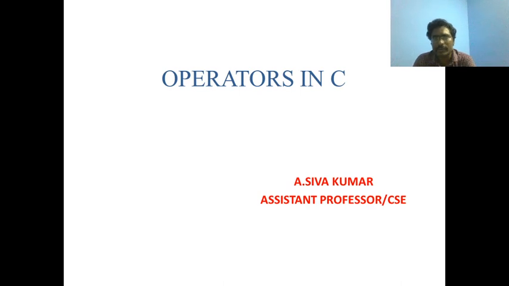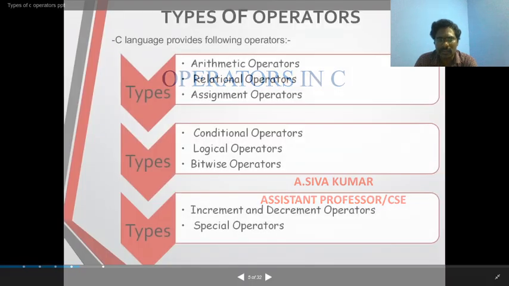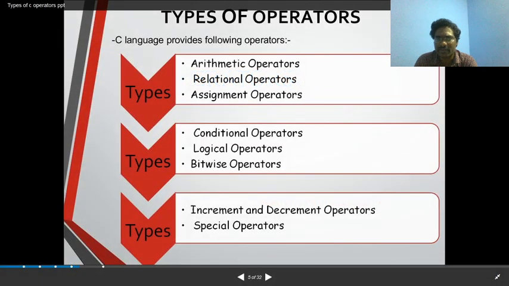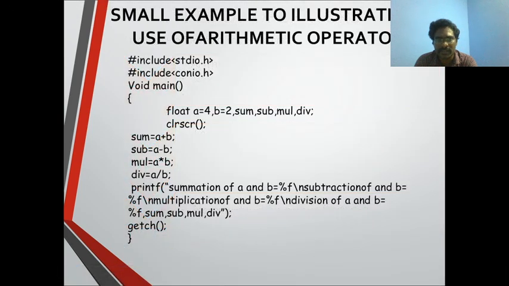Good morning to everyone. Today we are going to discuss the topic of operators in C. These are the types of operators: arithmetic operators, relational operators, assignment operators, conditional operators, logical operators, bitwise operators, increment and decrement operators, and special operators. We are going to see all these operators.